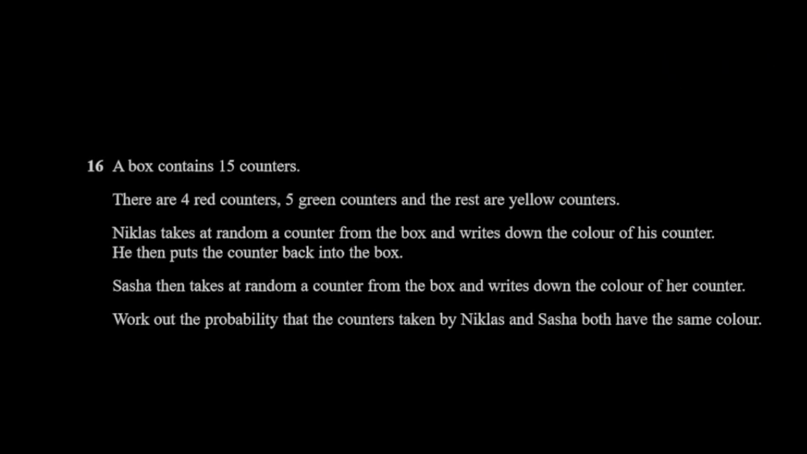Question 16 throws us a probability question. We've got 4 red counters, 5 green, and, well, I've worked out that it's 6 yellow because there are 15 counters in the box. Nicholas takes a counter from the box, writes down the colour, puts it back, and then Sasha takes over and also takes a counter from the box, notes the colour. What's the probability that they both have the same colours?